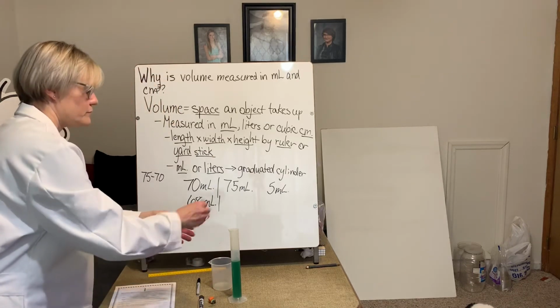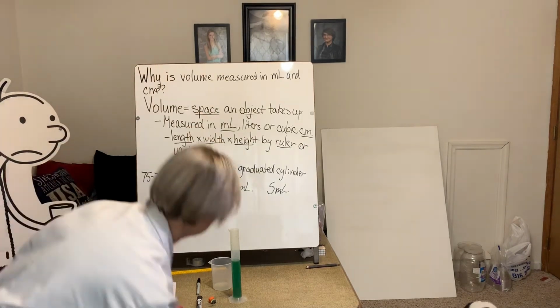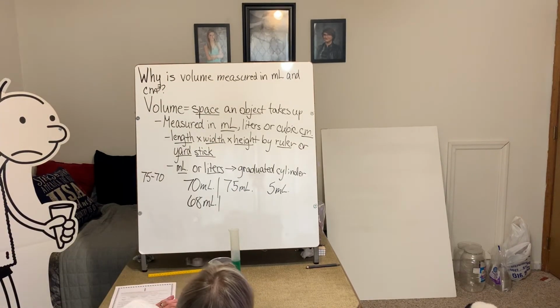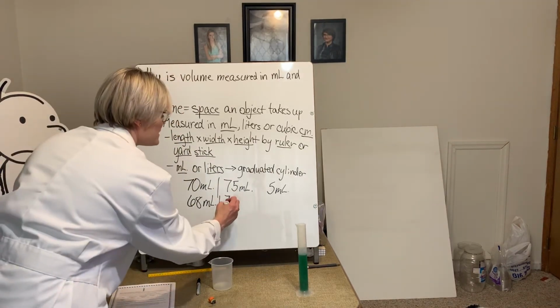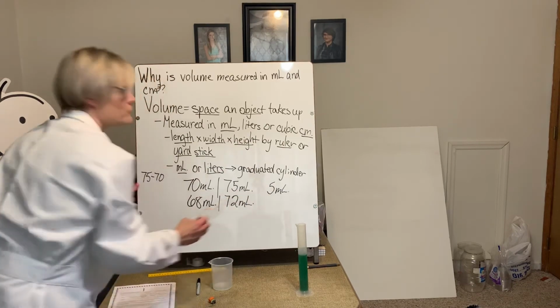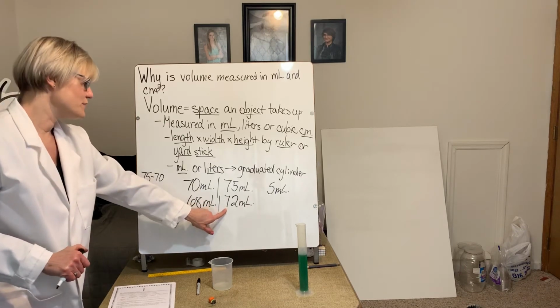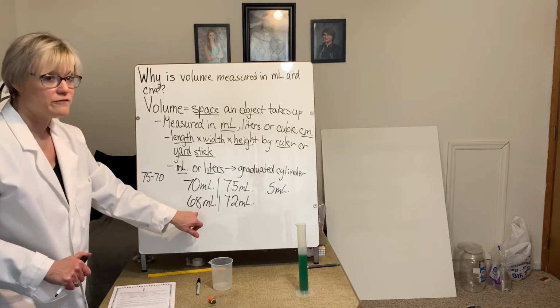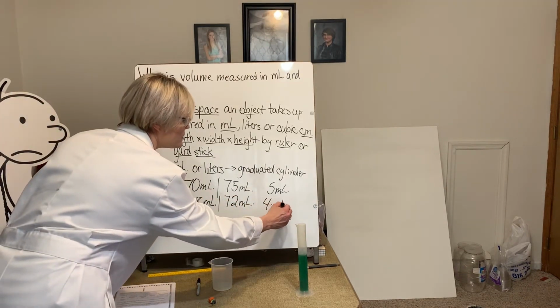So I'm going to go ahead and drop my ring in. Ooh, that made a bigger mess. And this looks like, hold on. This looks like it's 72 milliliters. So 72 milliliters after the ring was put inside there. So I've got 68 at the beginning, 72 at the end. I know that in order to go from 68 to 72, I have 4. So 4 milliliters for the ring.